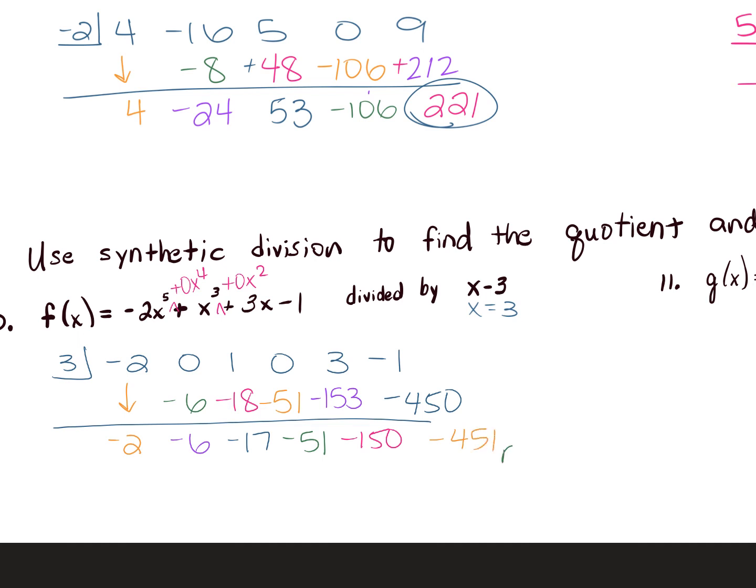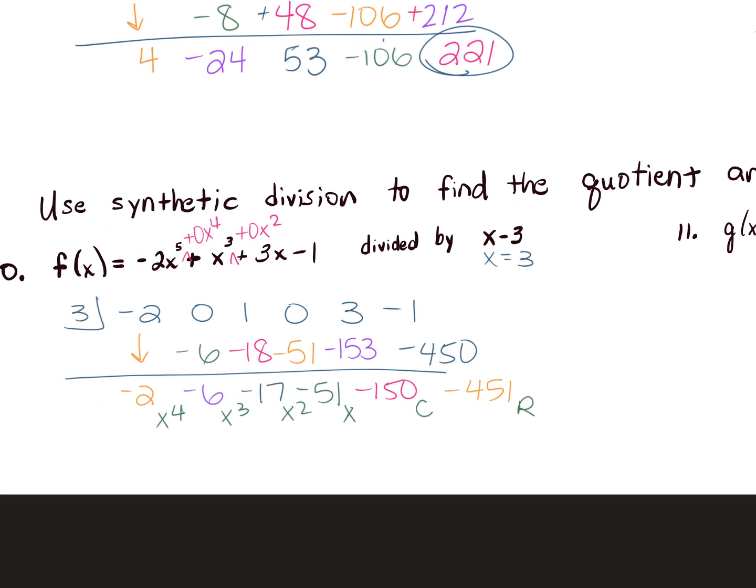That negative 451 is your remainder. The negative 150 is your constant. Negative 51 gets an x. Negative 17 gets x squared. Negative 6 gets x cubed. And negative 2 gets x to the 4th power. So this gives you an answer of negative 2x to the 4th power minus 6x cubed minus 17x squared minus 51x minus 150 plus negative 451 over x minus 3.